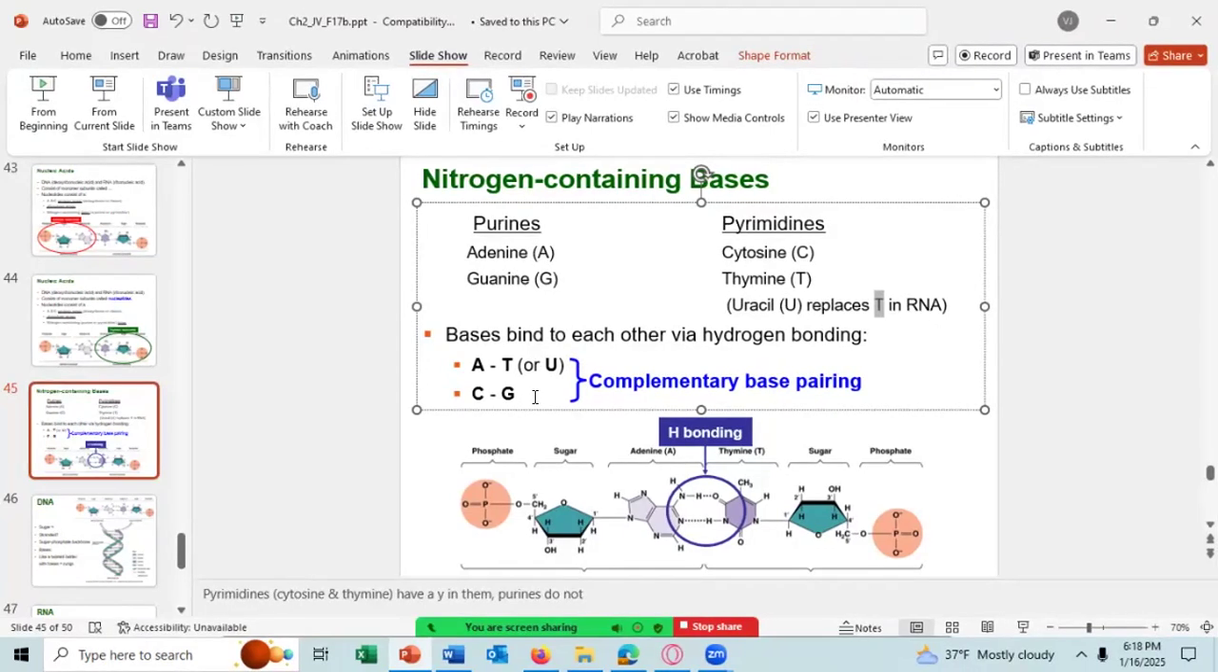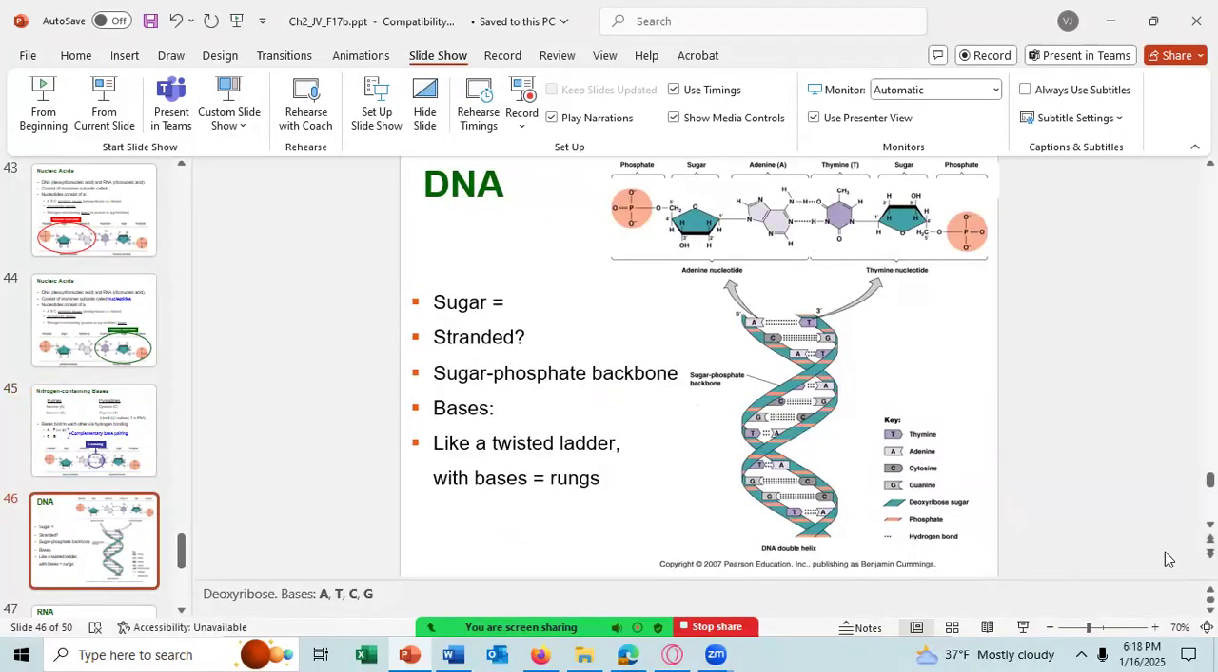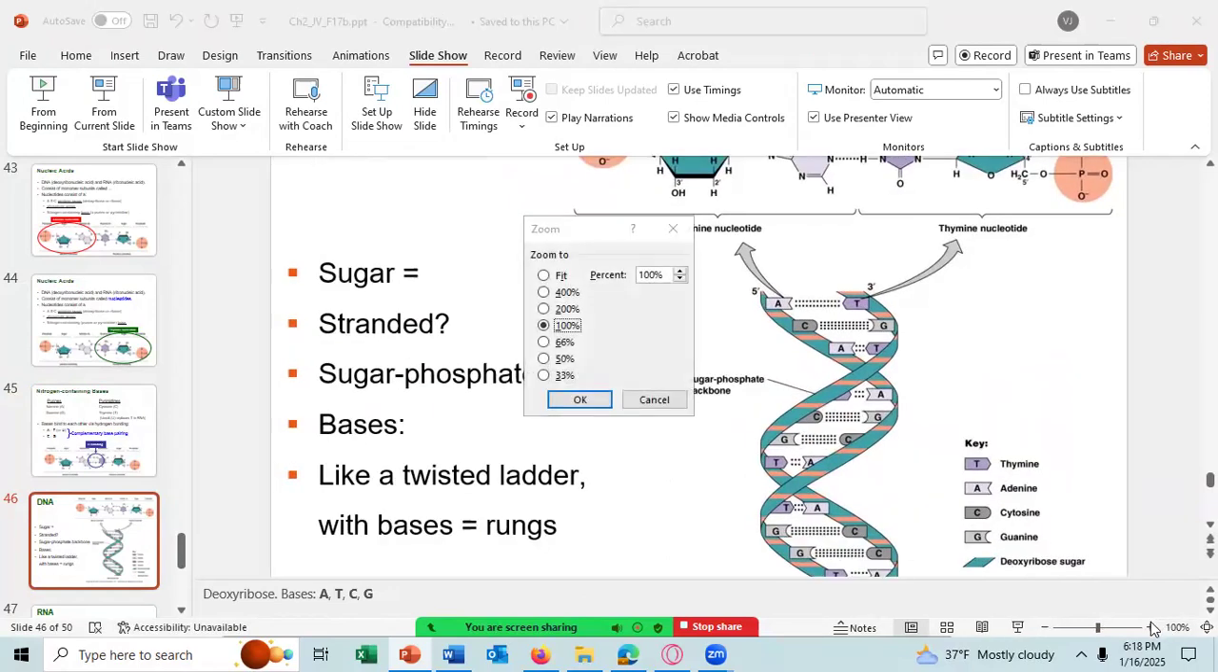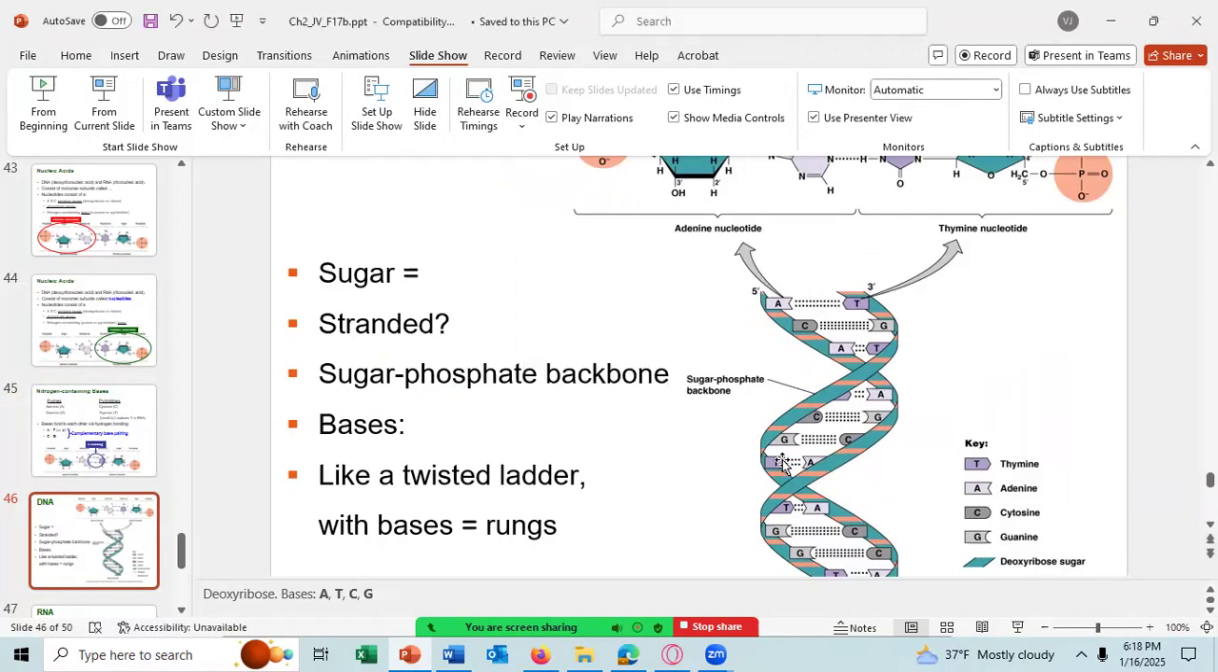Any question about that? How that pairing occurs is A hydrogen bonds with T, and A and T form two hydrogen bonds between the A and the T. We go to the next slide. C and G also pair with each other. Blow this up. But they form three hydrogen bonds between the G and the C. Any question about any of that?